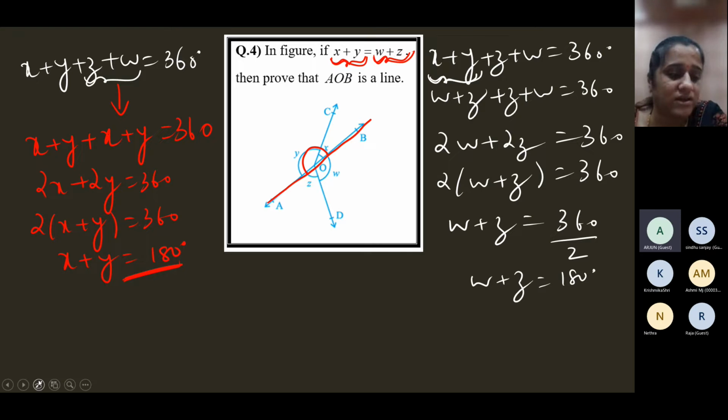Now what is w plus z? This one is 180. That means AB is a straight line. You can prove x plus y is 180 or w plus z is 180. Anything you can do.